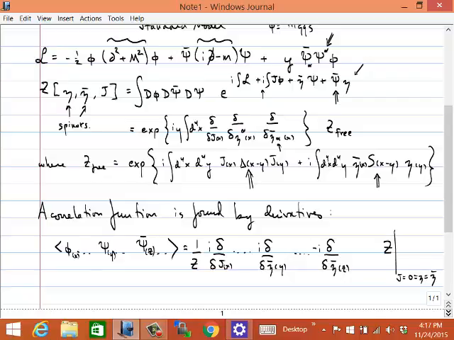We also need to be careful about the indices. So for example, you would have an index, say alpha 1 here, so you would need to have a d by d eta alpha 1. And say if you had an alpha 2 here, you would need a d by d eta alpha 2.